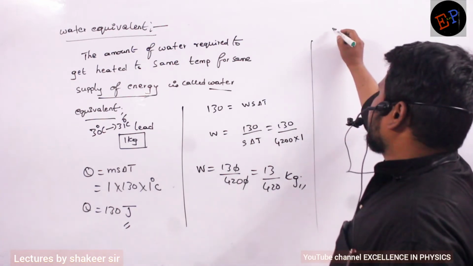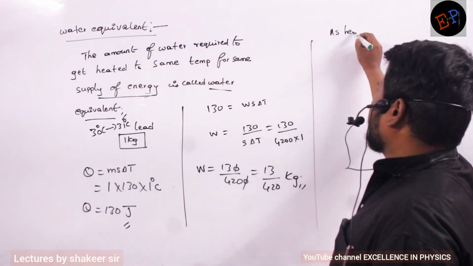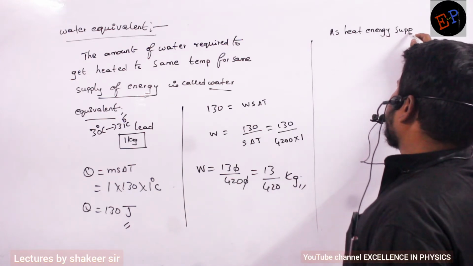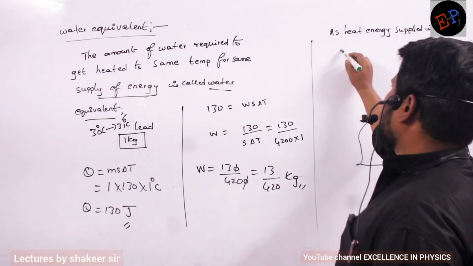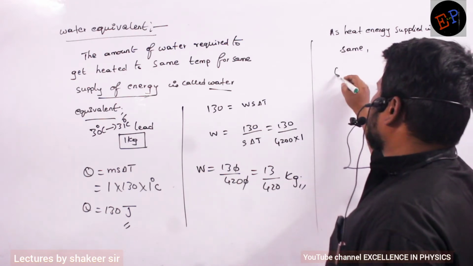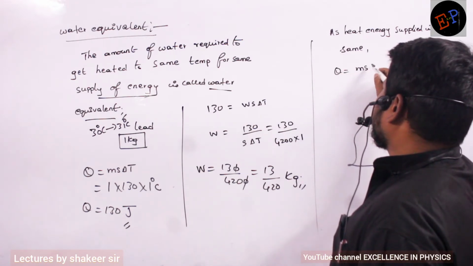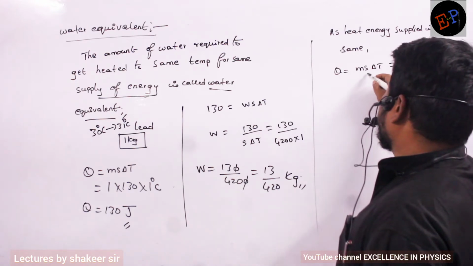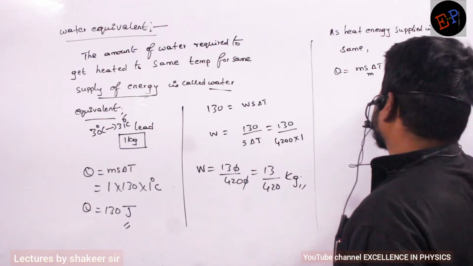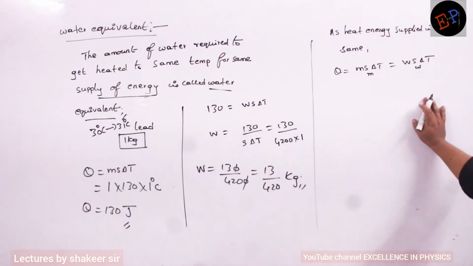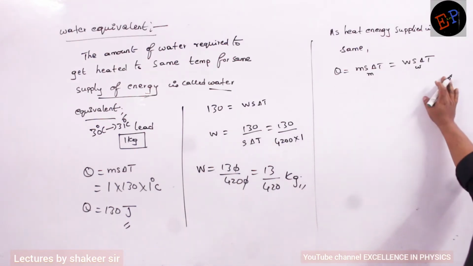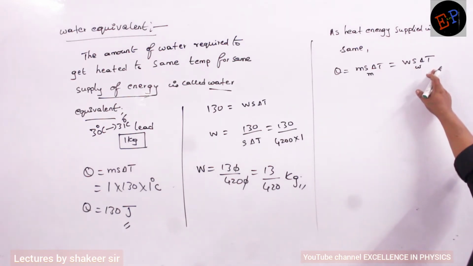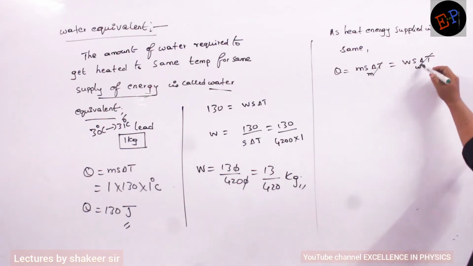Let us see. As the heat energy supplied is the same, Q is equal to m s delta T is equal to W s delta T. This is the material, this is water. This is how I can equate both of them, no? Heat energy supplied is the same for both of them. But this is some material, this is water. Rise in temperature should also be the same. So delta T gets cancelled.